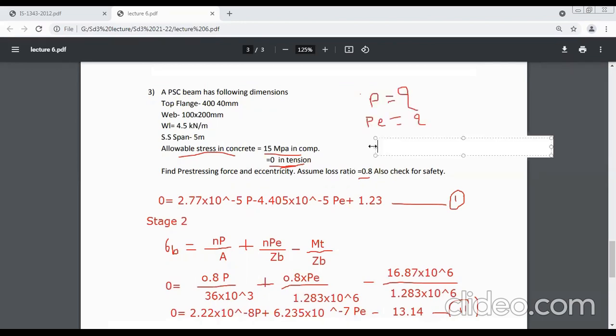Write down. You got P is equal to 3686 kilonewton, and you got the eccentricity E is equal to 595 mm. Did you not get the same answer?